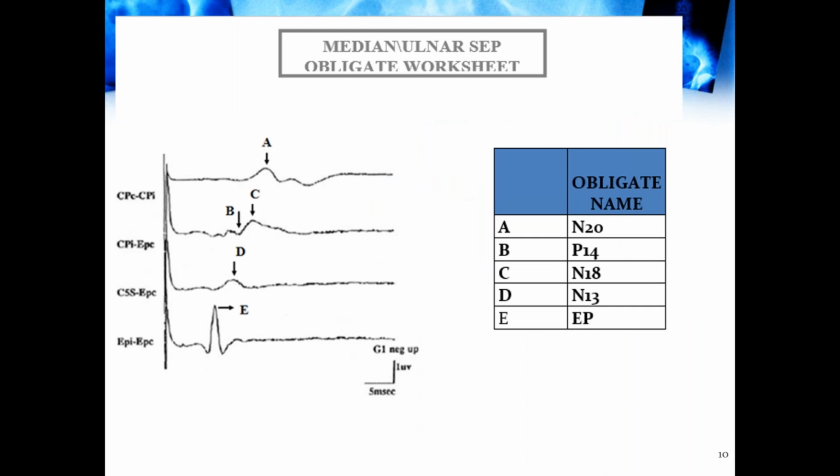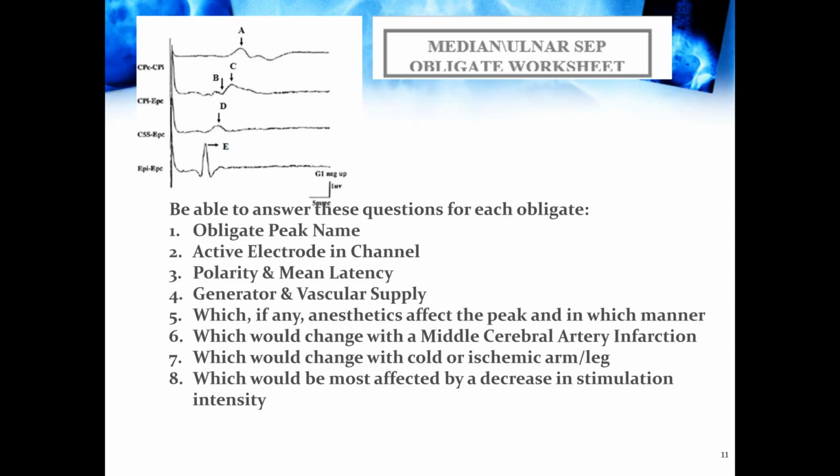Now, I've also included a picture of the evoked potential from the guidelines in the obligate worksheet. And as you look at these obligate peaks, the peaks that have to be there in order to do an interpretation, it's important that you have the ability to answer several questions about each and every peak. So the list of questions that I want you to address as you're analyzing this data is first, what is the obligate peak name? So if they're pointing to a specific waveform, what is the name of that waveform?